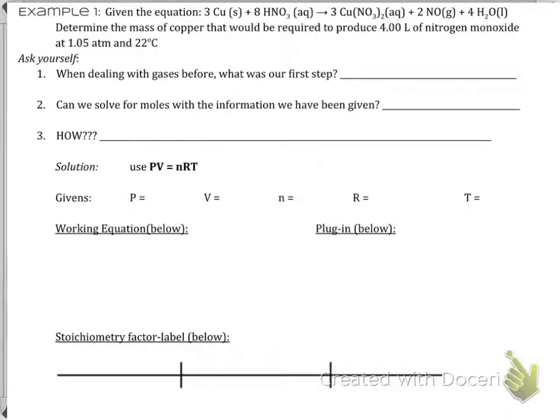Welcome to Gas Law Stoichiometry. So, experiments generally do not occur at STP. Remember, STP stands for standard temperature and pressure. That's when you have 1 atmosphere of pressure and 0 degrees Celsius or 273 kelvins.